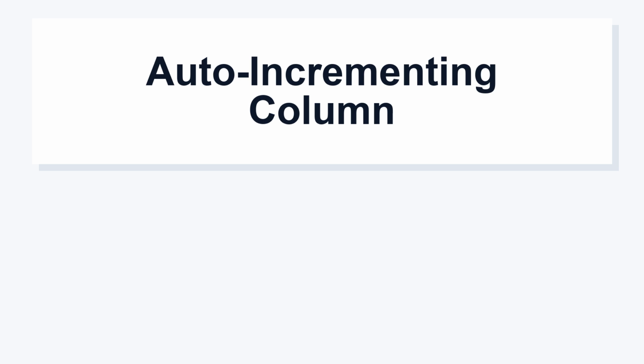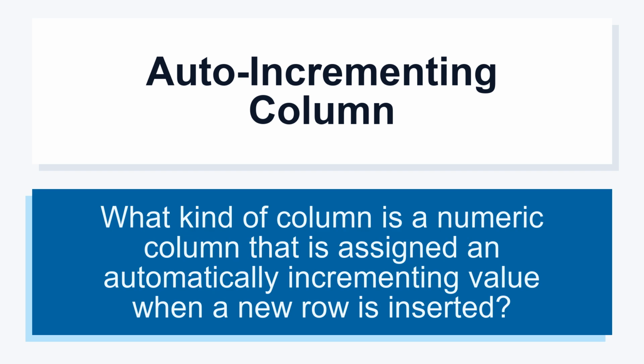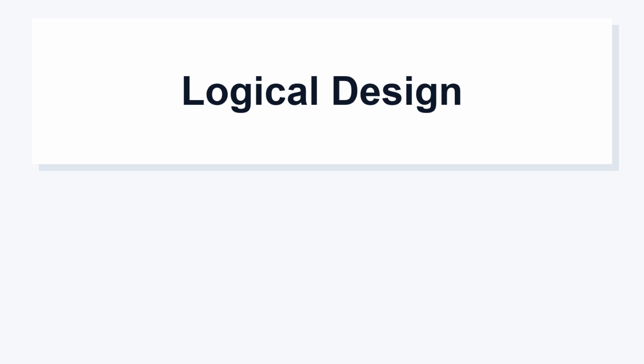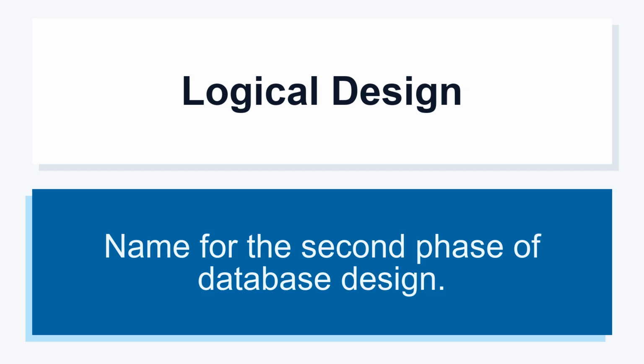Auto-incrementing column. What kind of column is a numeric column that is assigned an automatically incrementing value when a new row is inserted? Logical design. Name for the second phase of database design.